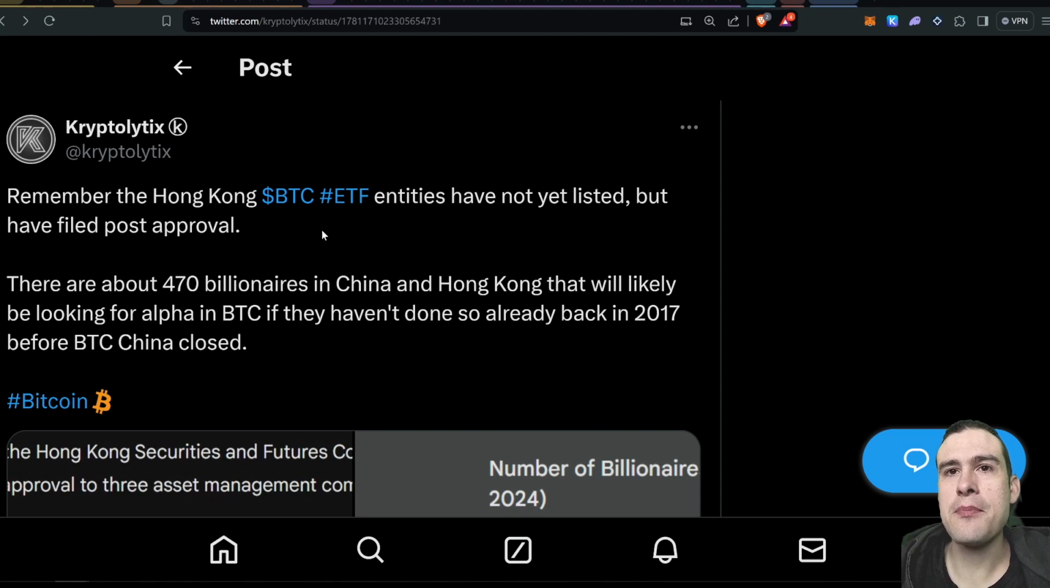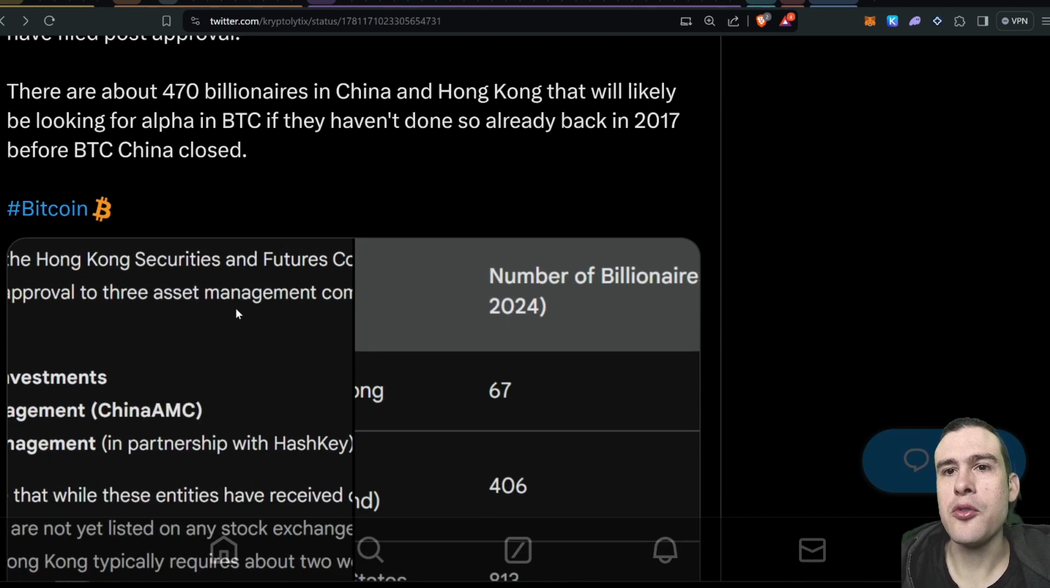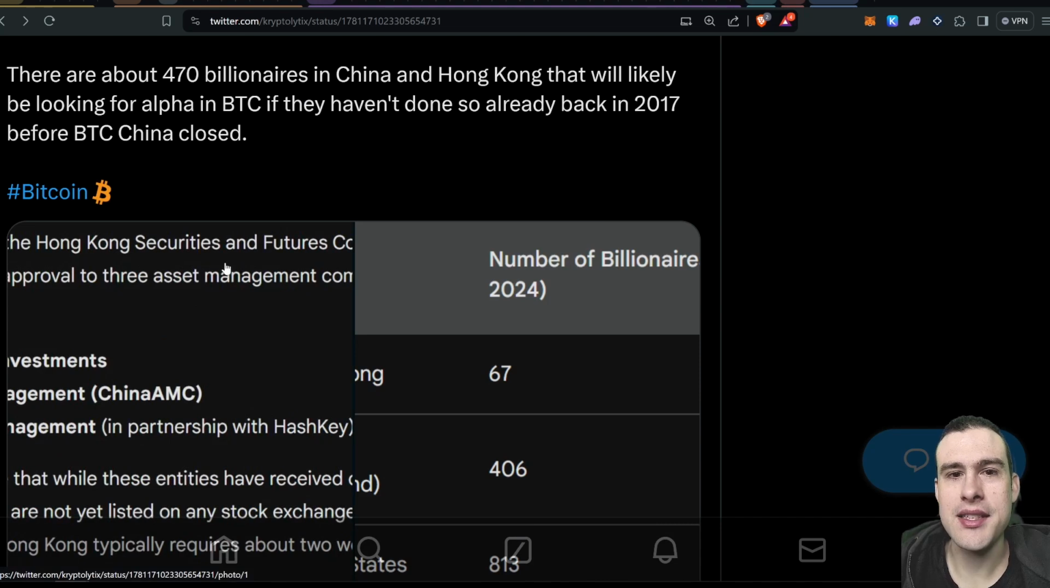And again, it would only be big money that would be able to invest in this stuff. I think small fish wouldn't know how to get their assets into Hong Kong to buy this. So it'll most likely be big money that will be able to figure out a way into the Hong Kong financial markets.